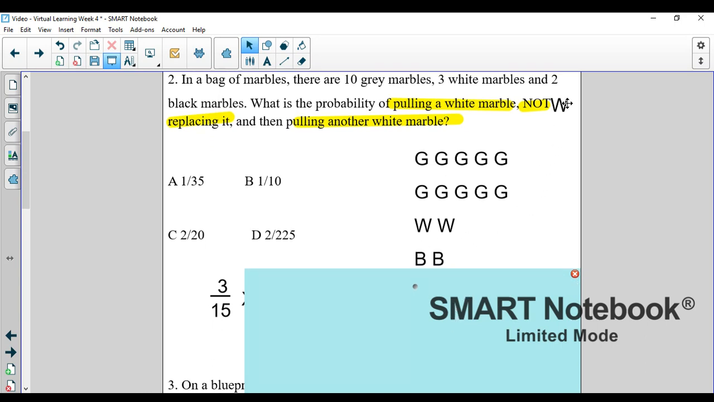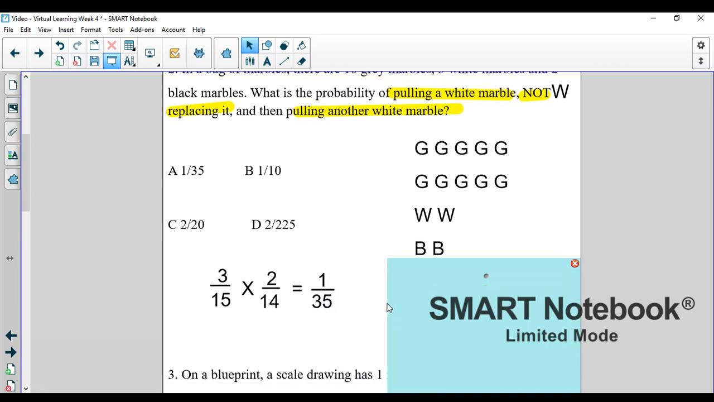If they take one of these white marbles out, though, and then they go to pull another white marble, you're going to notice that there's only 2 left. And now there's not 15 total marbles left, there's only 14 marbles left. So the probability of the first white marble would be 3 out of 15. The probability of the second white marble after one is taken out and not put back would be 2 out of 14. I multiply that in a calculator and you would get 1 out of 35.